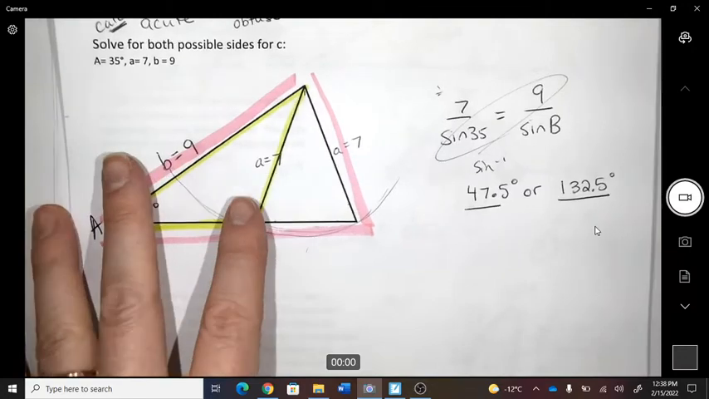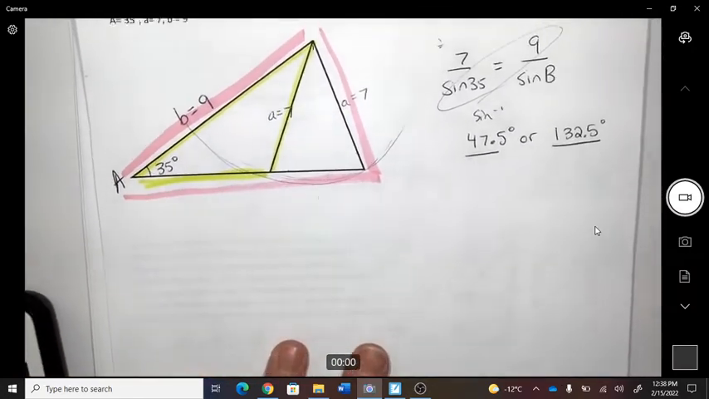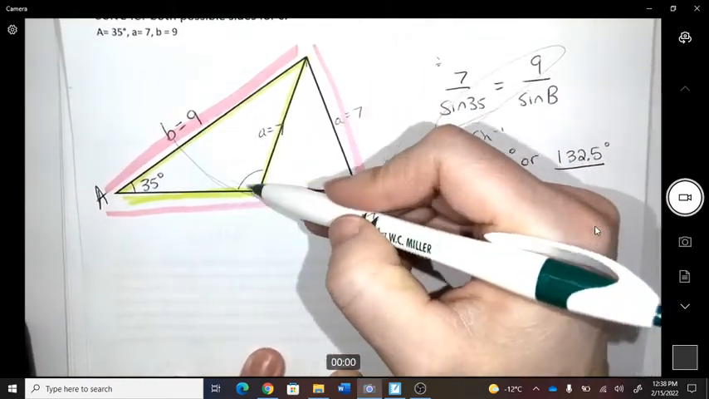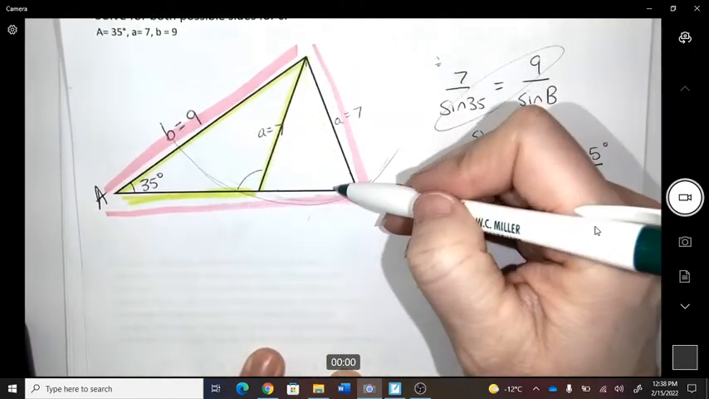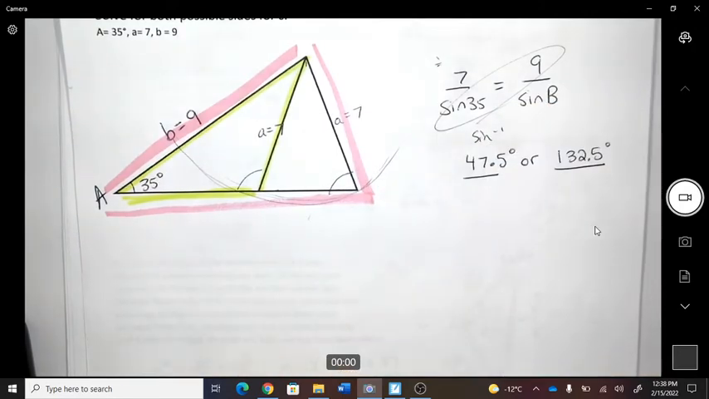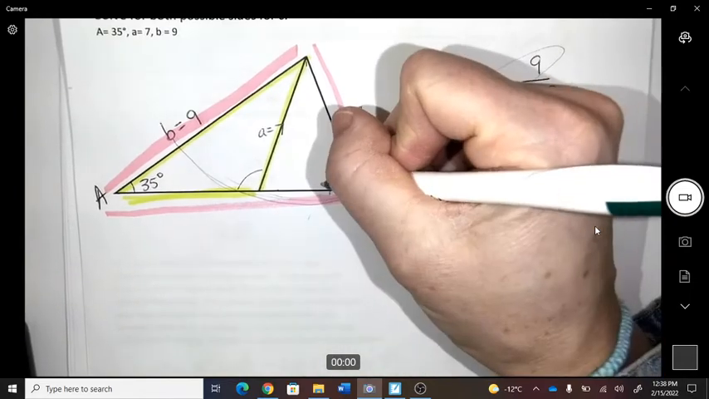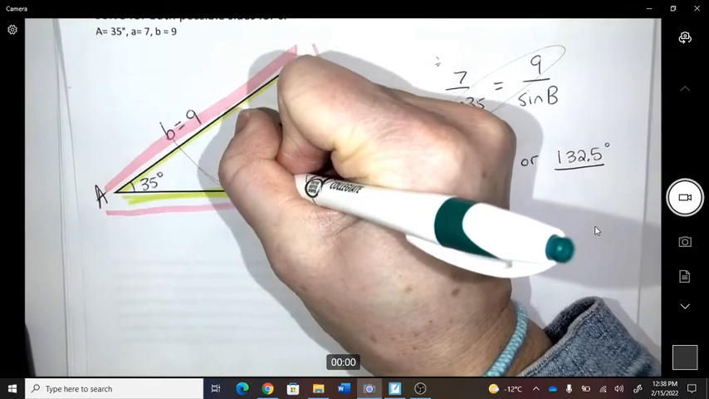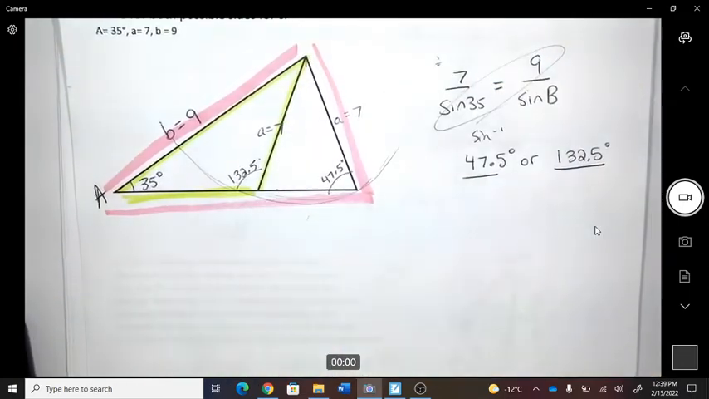Okay, so in the drawing, I'm going to find the angle across from B. So this is across from B, and in the pink, that one's across from B. Does it make sense which one is the acute one, which one is the obtuse one? Do you see it visually? So farther away is smaller, closer is bigger. So those are the two options across from B.